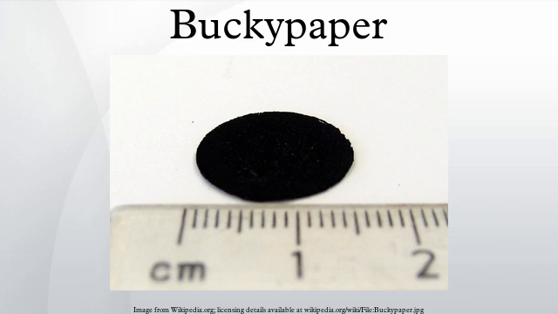Background: Buckypaper is a macroscopic aggregate of carbon nanotubes, or buckytubes. It owes its name to the Buckminster fullerene, the 60-carbon fullerene.